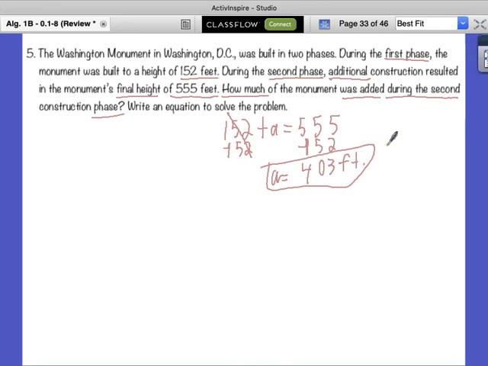You guys are rock stars. Yay. How much different it is how fast we can get through notes when everyone's quiet and pays attention, huh? Isn't it crazy?